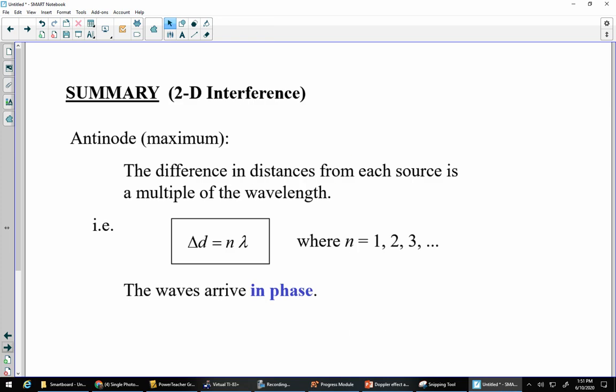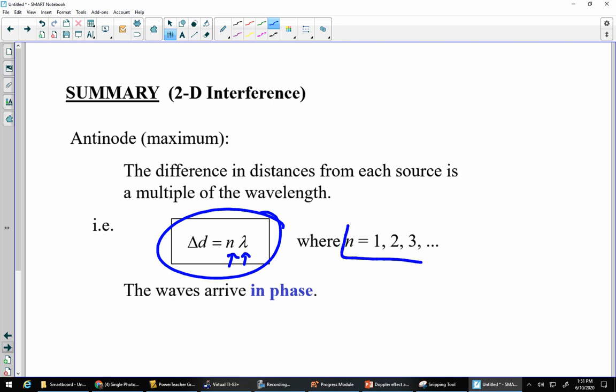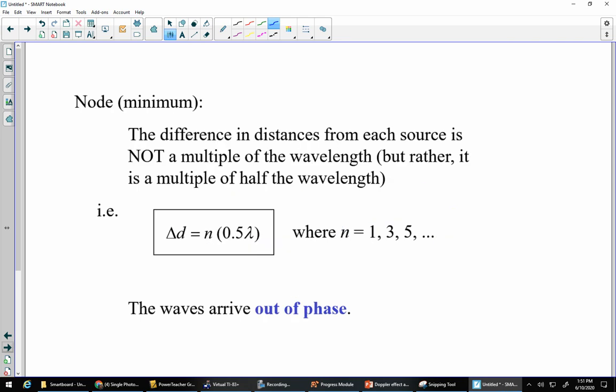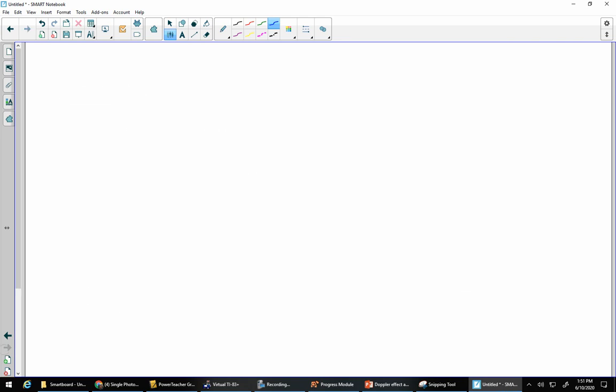So long story short, if the path difference is a whole number multiple of the wavelength, where n is 1, 2, 3, 4, a whole number, it's constructive. If it's not, it's destructive. Cool. So you'll see that again later in Physics 30. Not a ton of practice with this last lesson, but a lot of stuff to kind of know the idea of.